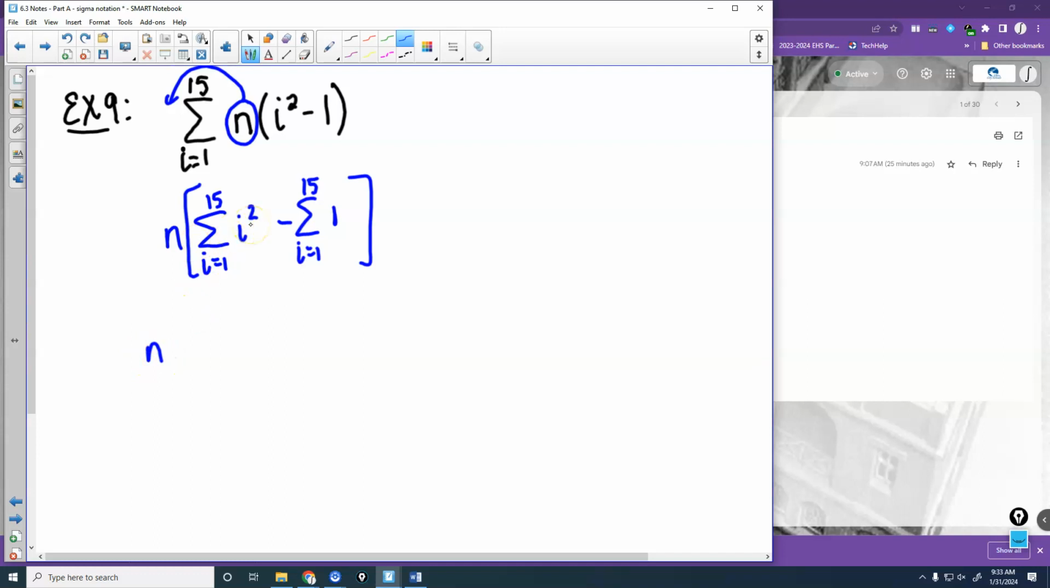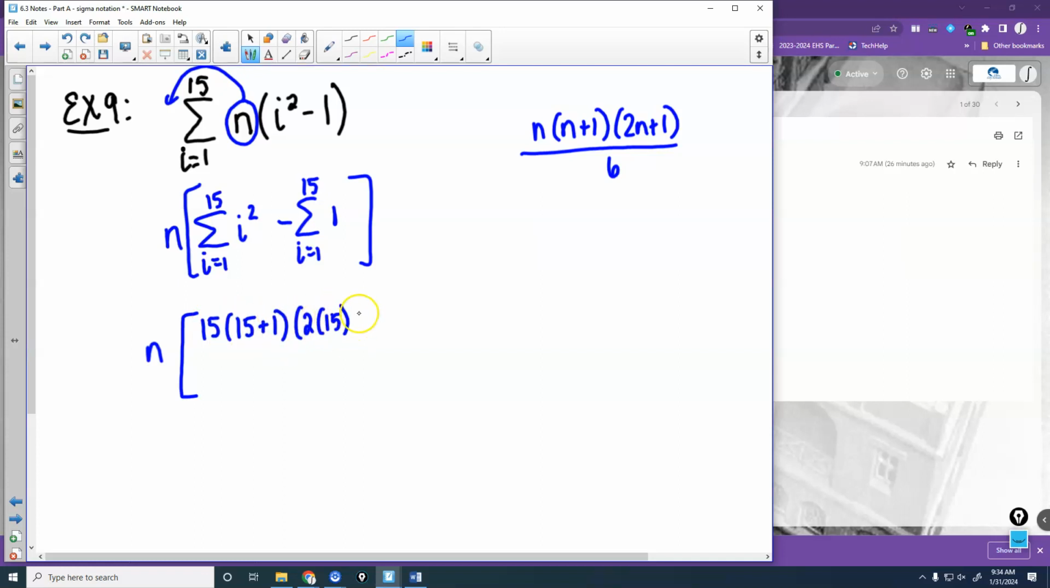So we've got this where we can now use shortcut rules. Somebody tell me the shortcut rule, because I don't even have these memorized for the i squared. n times n plus 1 times 2n plus 1 over 6. For this problem, we're plugging in 15 as our n, right? So we'll have 15 times 15 plus 1 times 2 times 15 plus 1 over 6.